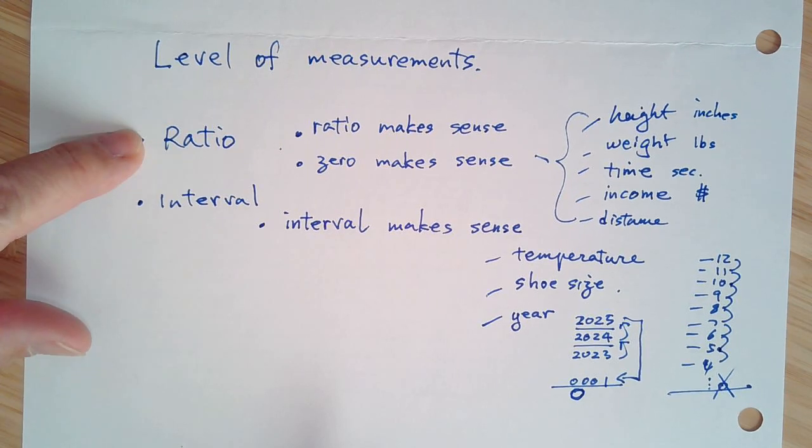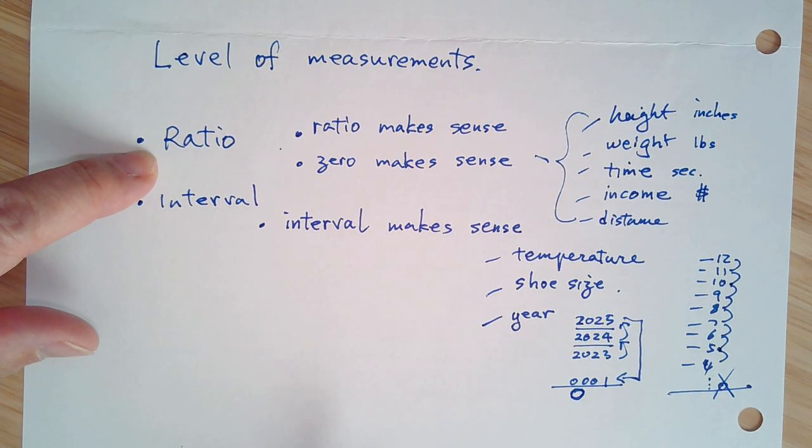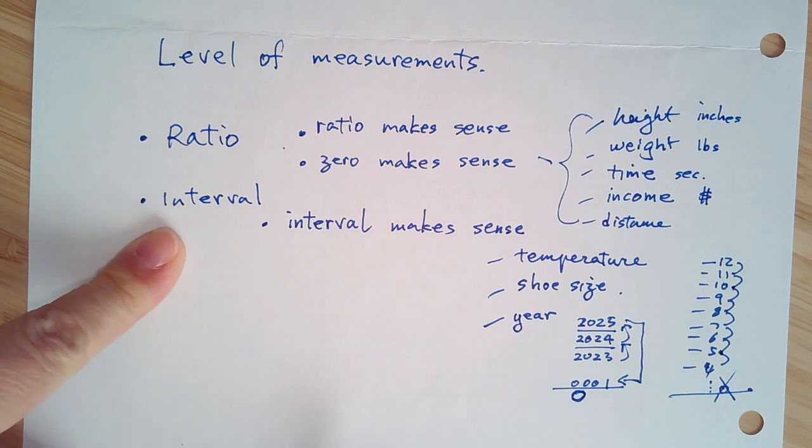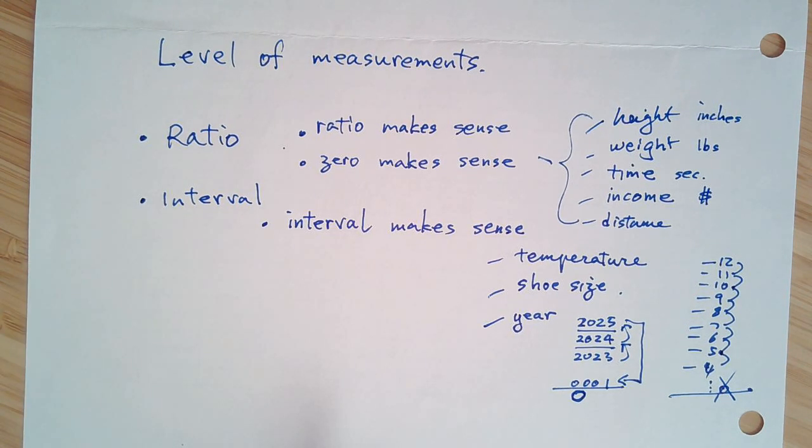This one, ratio makes sense and there is actually a true 0, and it usually comes with the unit. They both come with unit. And the interval, sometimes you're going to say, wait a second, only the difference between two consecutive numbers makes sense. However, that 0 doesn't mean nothing, and ratio doesn't make any sense here at all. So those are the top 2 levels of measurement.